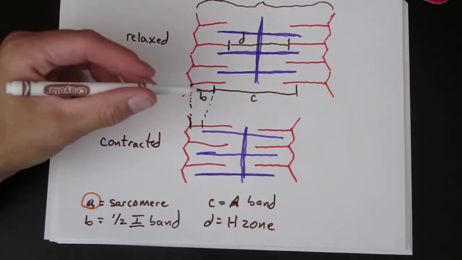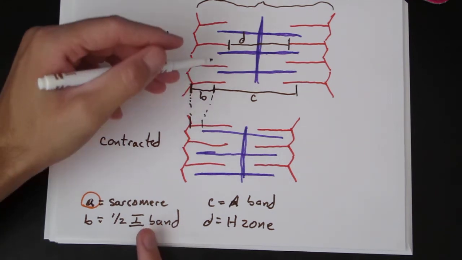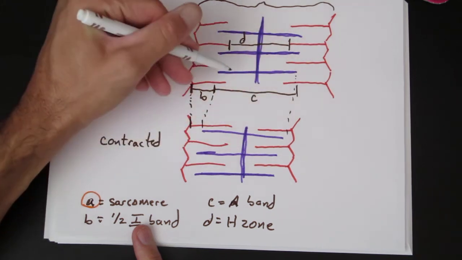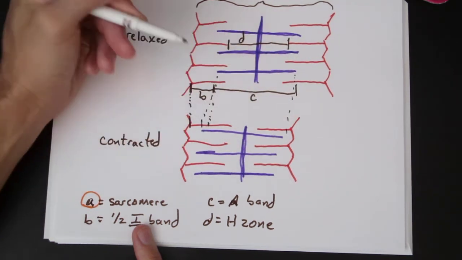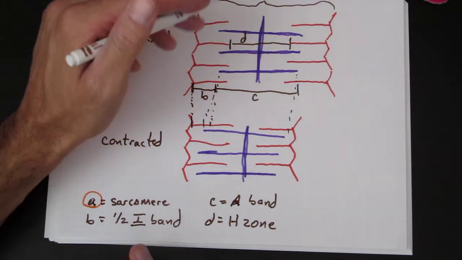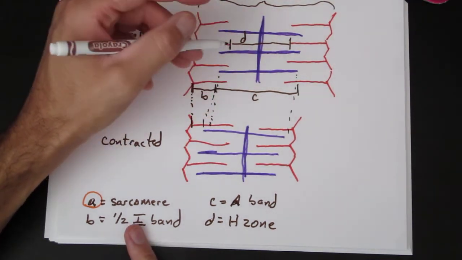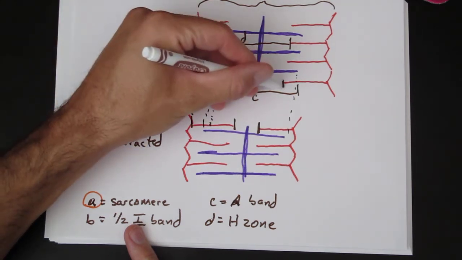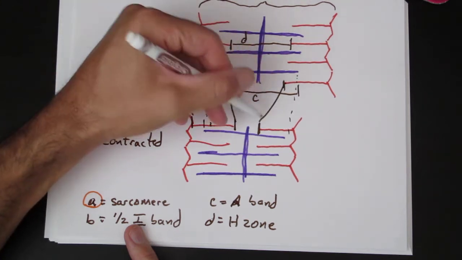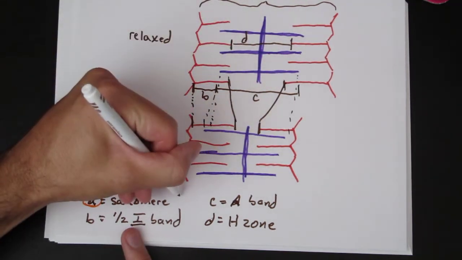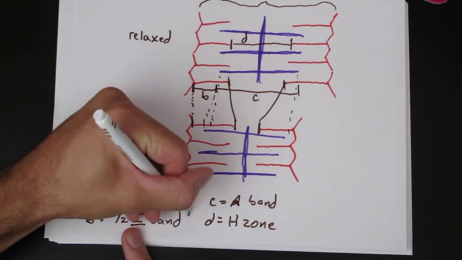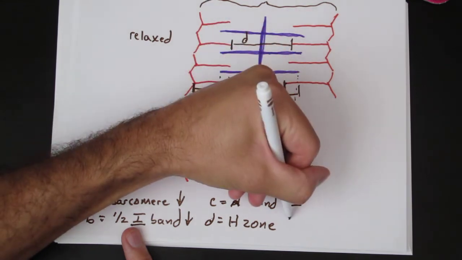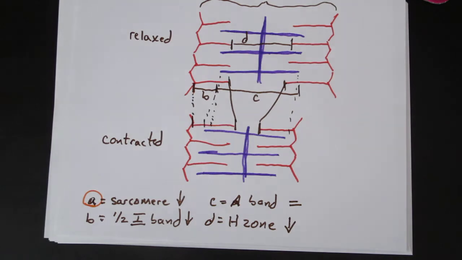What about the A band, that dark band? Okay, well, I did my best to try to stay as consistent as possible here, but you'll notice that the A band more or less stays the same, all right? And then we notice that the H zone, which is this zone right here, obviously gets shorter, right? So the sarcomere gets shorter, the I bands get shorter, the A band stays the same, and the H zone gets smaller as well.